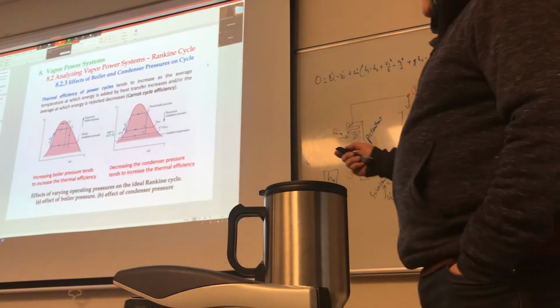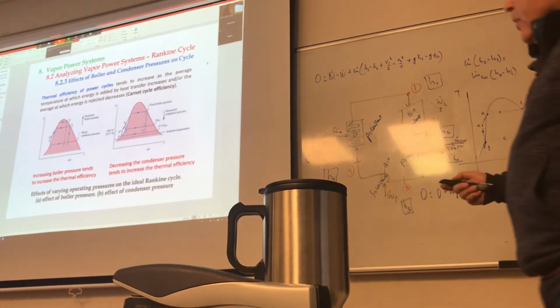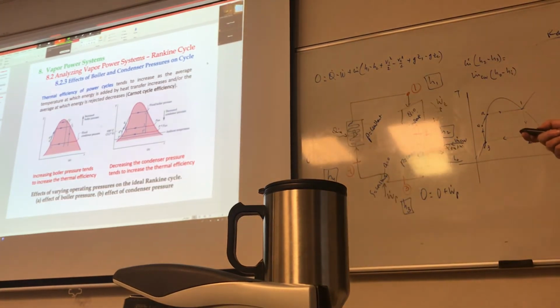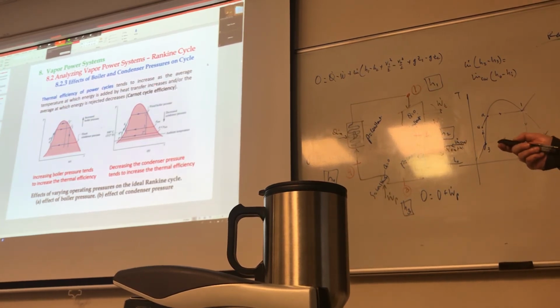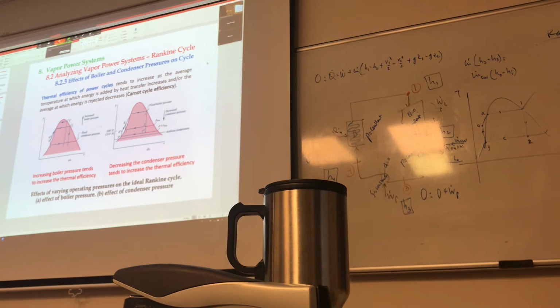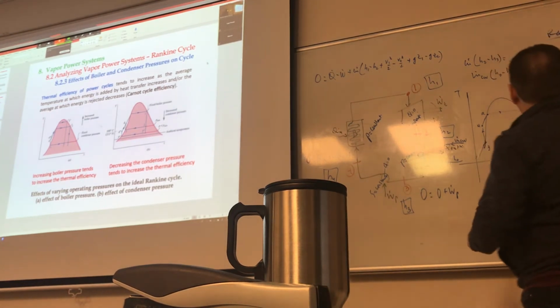So, the big question now comes in. What happens? It says thermal efficiency of power cycle tends to increase as the average temperature at which energy is added by heat transfer is increased, or the average at which heat is rejected is decreased. Anyone can tell me what the Carnot efficiency is, do you remember that?